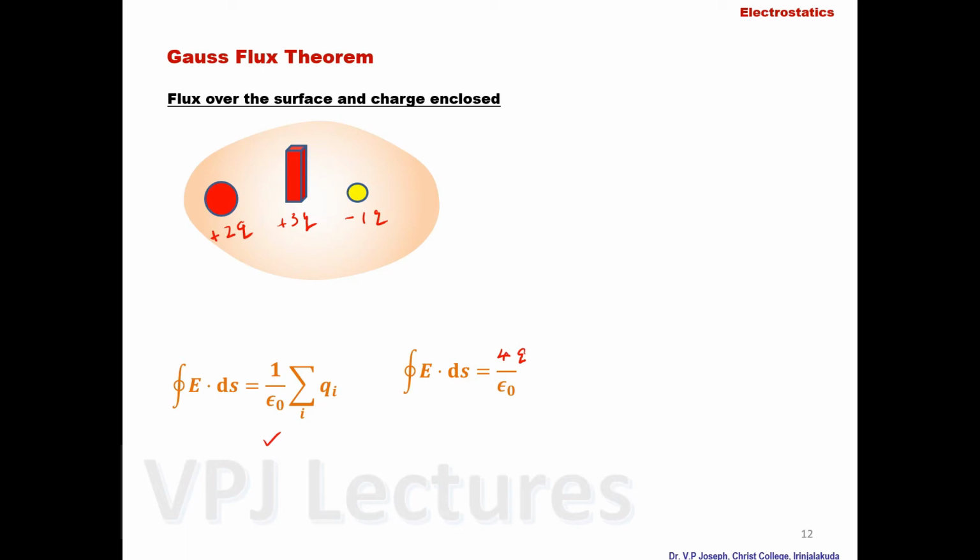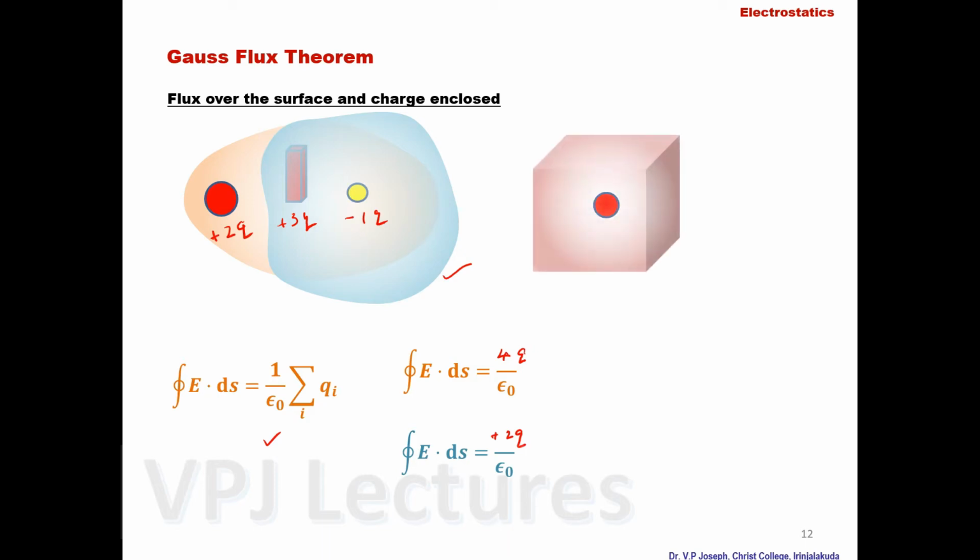So that is the method for evaluating this one. And in the second Gaussian surface, you can see that only plus 3 and minus 1 are enclosed within. So it is equal to plus 2q divided by epsilon 0.